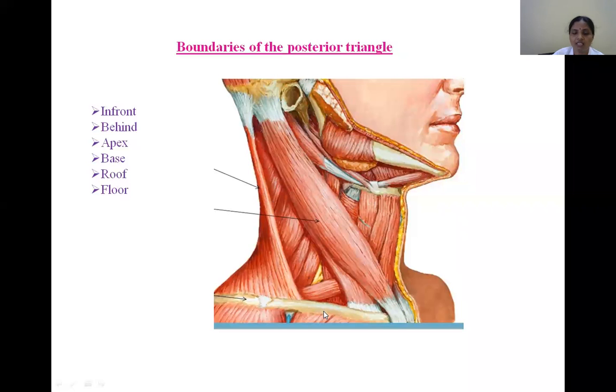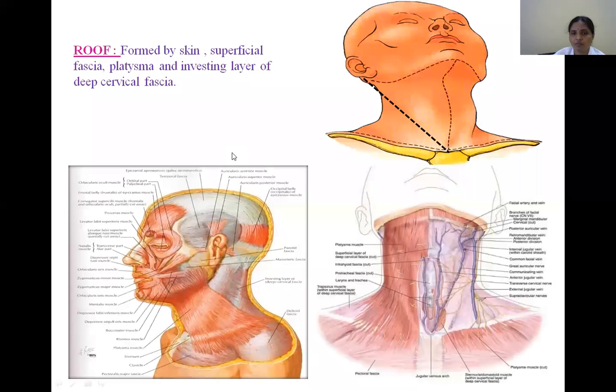Exactly opposite to that. So apex is above, so the base must be below. The base is formed by the middle third of the clavicle. If you divide this clavicle into three parts, it is the exact middle third, because the anterior third gives origin to the sternocleidomastoid, whereas the posterior third receives the insertion of trapezius. So in between is the middle third, which forms the base of the posterior triangle, right? Then after that, roof and floor; we'll discuss what is the roof.